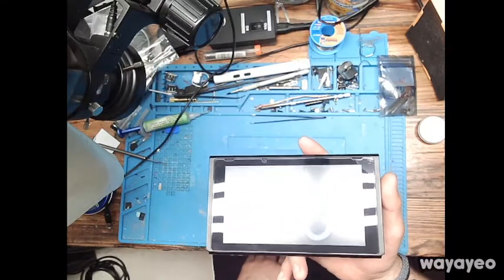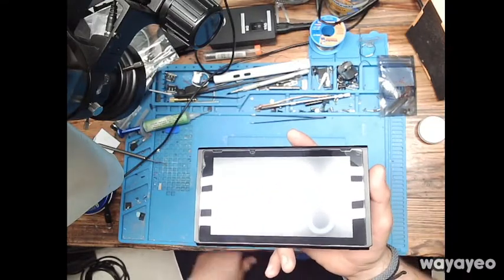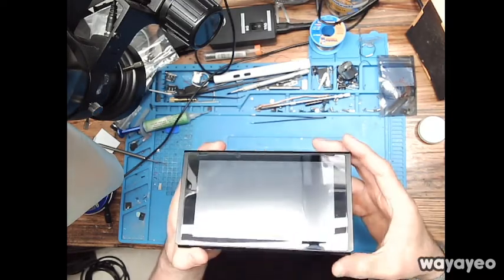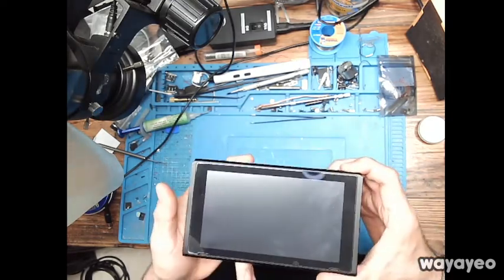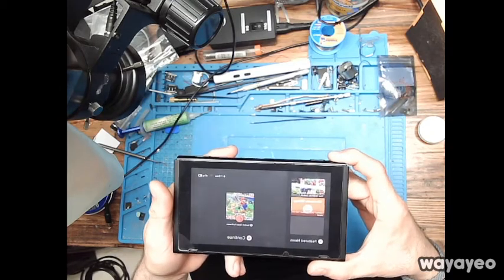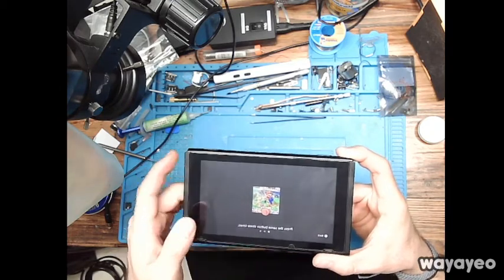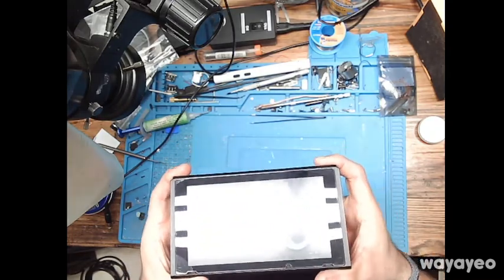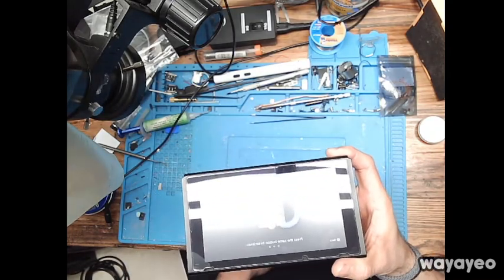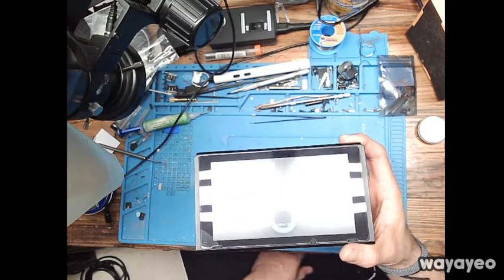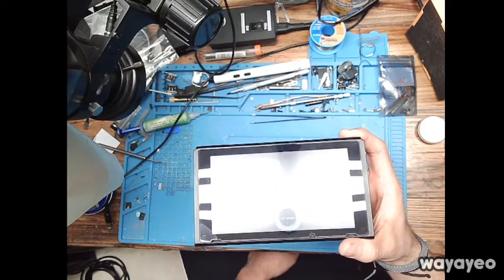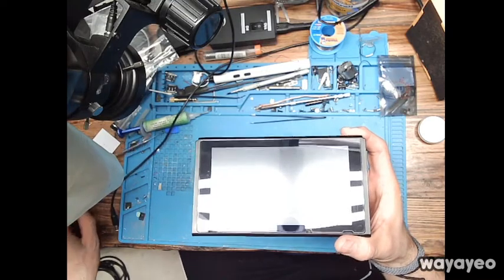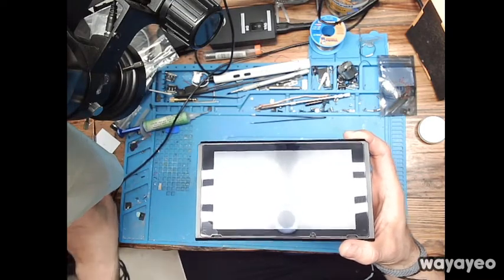All right guys, so we are back. Replacing the chip did fix our issue, so here it is working. I tested it with a game, everything seems to be working fine. So if you guys have any issues with your Nintendo and it's not powering on, it's not charging, replace that particular chip and it should fix that problem.